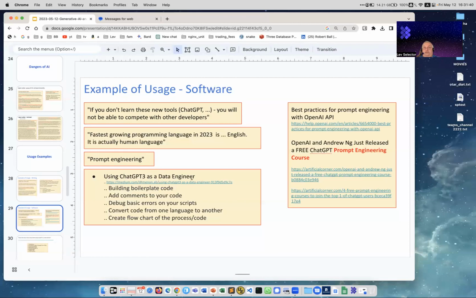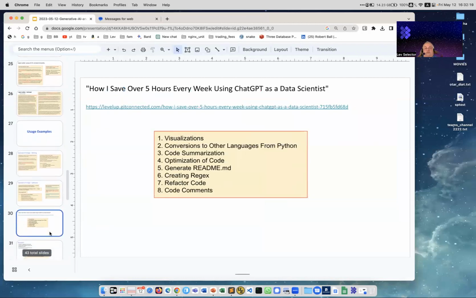Using ChatGPT as a data engineer. This is a Medium article, and the author talks about building boilerplate code, adding comments to your code, debugging basic errors in your script, converting code from one language to another, and creating flowcharts of the process or code. And by the way, about creating flowcharts, you can ask ChatGPT to export it in a mind map format, like a JSON format, which you can then use in software which will show you a graphical representation, like a mind map, like a diagram of your logic.